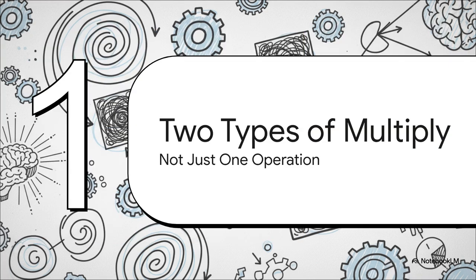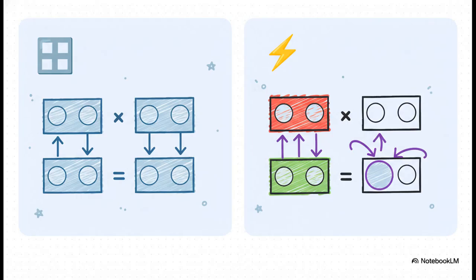All right, first things first. Let's clear up something that trips a lot of people up. When someone says matrix multiplication, they could actually be talking about one of two totally different things. On one side, you've got element-wise multiplication. It's exactly what you think it is. Simple, intuitive. You just multiply the numbers in the same positions. And that's great if you're tracking things that are totally independent of each other.